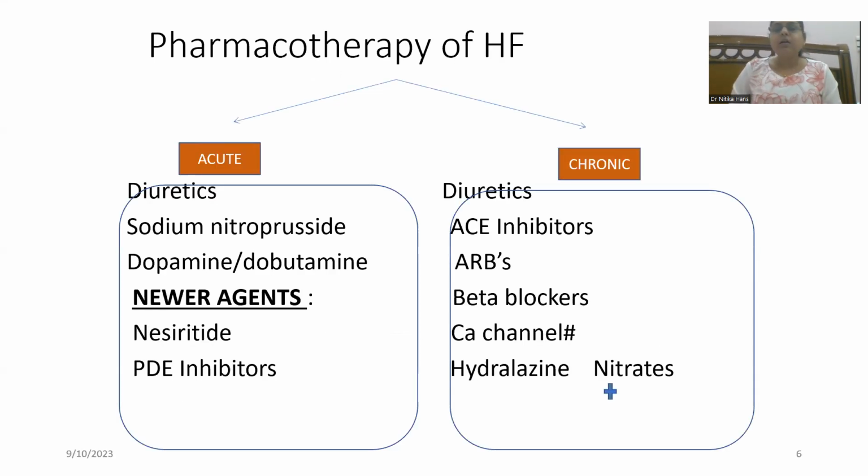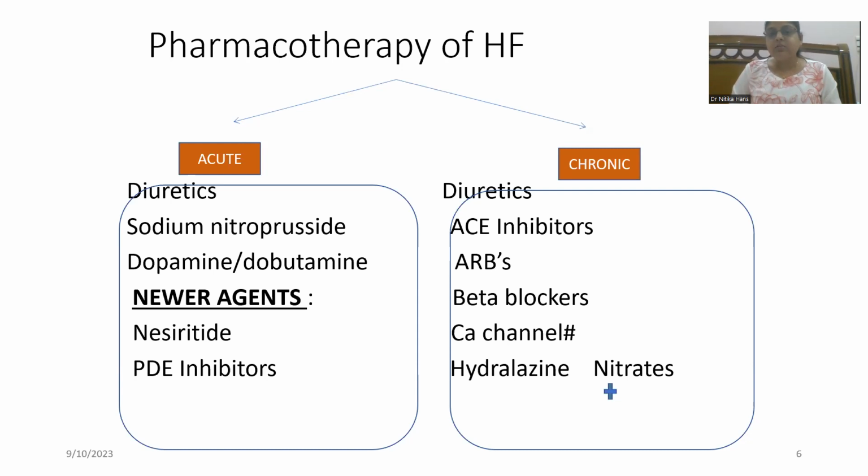So, in the pharmacotherapy of heart failure, for acute decompensated heart failure, the drugs are diuretics, nitroprusside, which is a mixed vasodilator, and inotropic drugs like dopamine and dobutamine. Newer agents can be inodilators, phosphodiesterase inhibitors, and nesiritide.